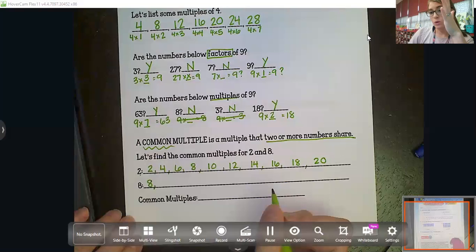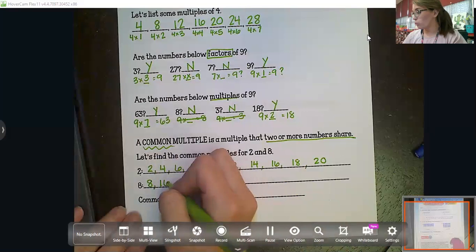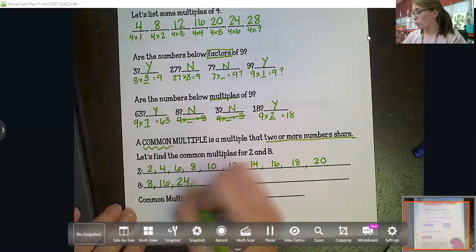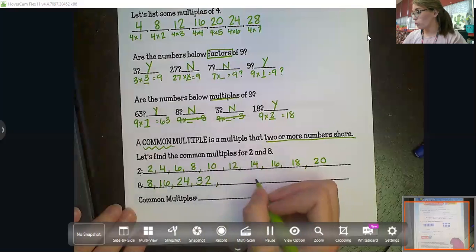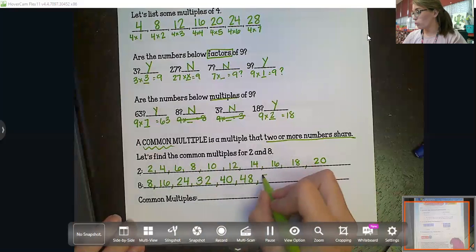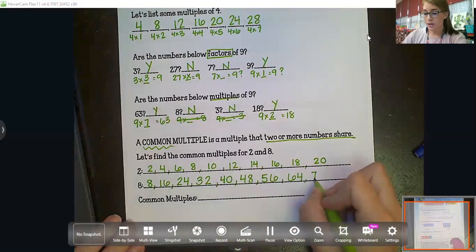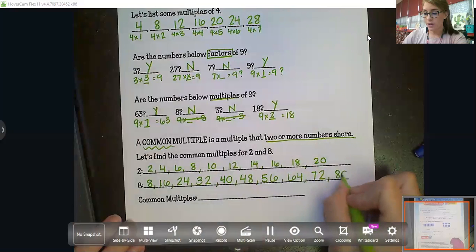Very good. All right, let's look at multiples of 8. We always start with that 8. Then 16. Very good. Remember, if you know 8 off the top of your head, you add 8 each time. 16 plus 8 is going to give us 24. 8 times 4 is 32. 8 times 5 is 40. 8 times 6 is 48. 8 times 7 is 56. 8 times 8 is 64. 8 times 9 is 72. And 8 times 10 is 80.